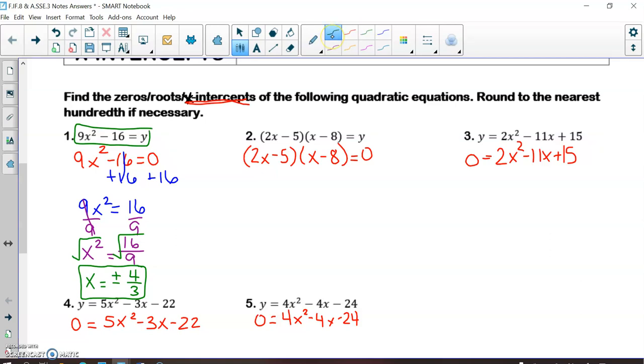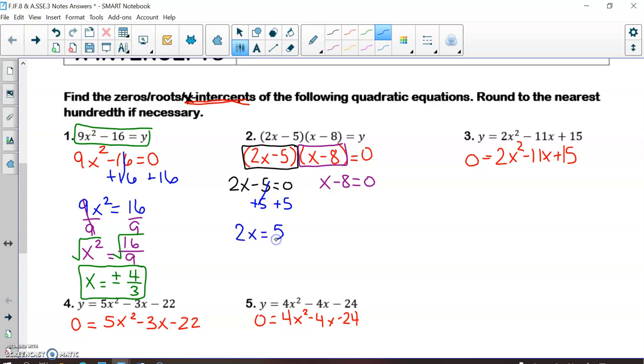Now in number 2, this is already in factored form, so we can use the zero products property to solve for x. I'm going to take my 2x minus 5 and set it equal to 0. And then I'm also going to take my x minus 8 and set it equal to 0. Now I'm going to solve both of these equations for x. In my first equation, I would need to add 5 to both sides to be left with a 2x is equal to a 5. And then if I divide by 2 on both sides, I get x is equal to a 5/2. In my second equation, I'm going to add 8 to both sides, and I just get x is equal to 8.